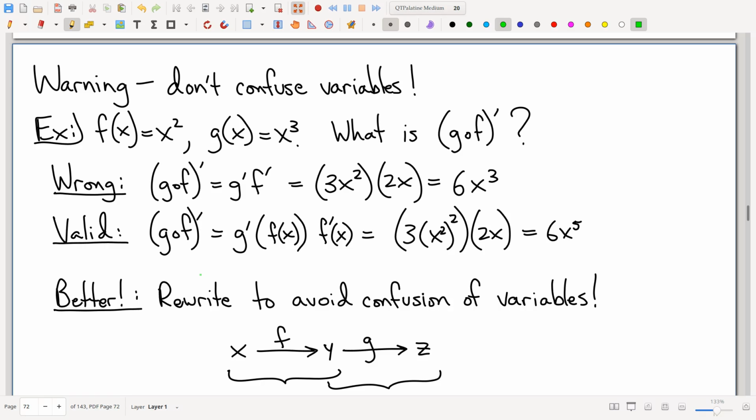Okay, so here it is. We're going to start with a single variable example. Here's a couple of single variable functions. No problem. F, perfectly reasonable single variable function. G, perfectly reasonable single variable function.